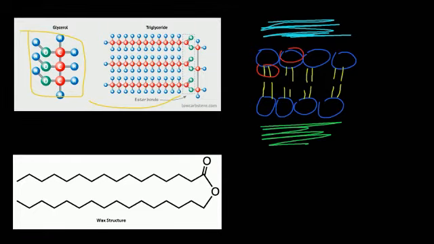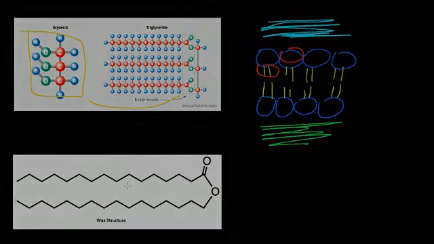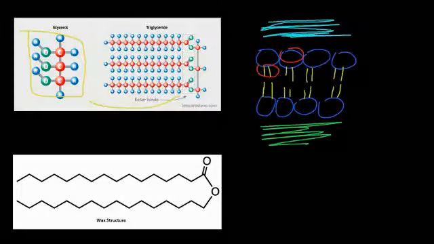So I'm going to move on to waxes. It's not really much to say. They're just, for example, in candles or on the coating of leaves, where they can prevent water loss.